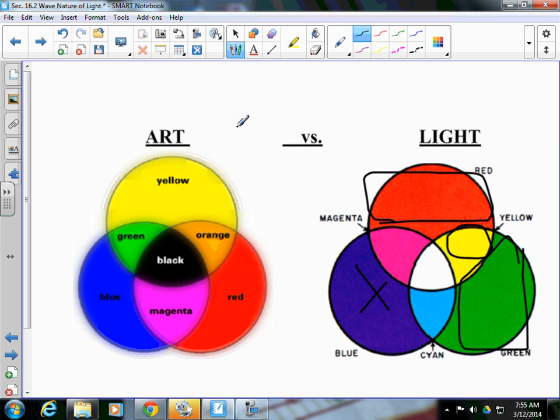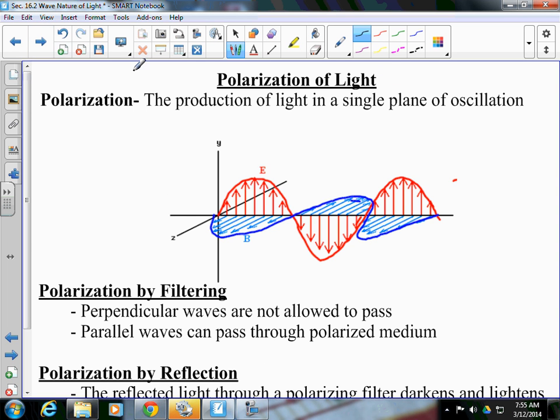So primary pigments are going to make secondary colors because they're only blocking out one of the primary colors. Secondary pigments, because they are secondary, are blocking out two primary colors, and then you're only going to get the one primary color back. If there are questions on that, we can talk about that in class.